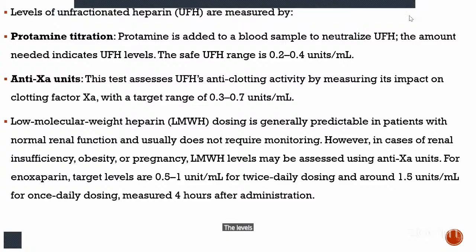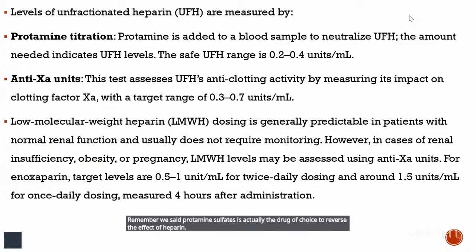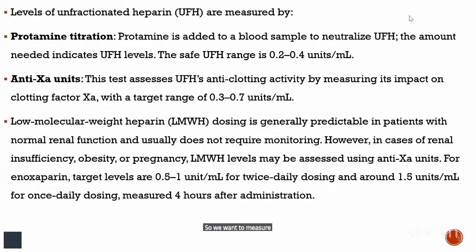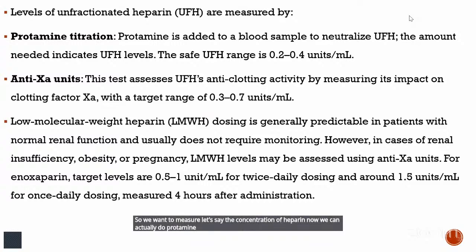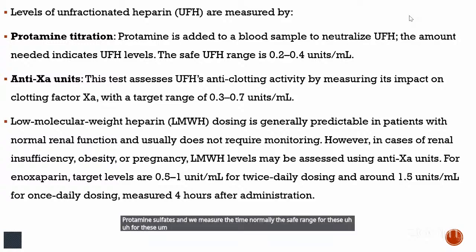The levels of unfractionated heparin are measured, first of all, by protamine titration. Remember, we said protamine sulfate is the drug of choice to reverse the effect of heparin. So we want to measure the concentration of heparin. How is it done? You get a blood sample from someone who has taken unfractionated heparin, you add a particular amount of protamine sulfate, and we measure the time. Normally the safe range for unfractionated heparin is 0.2 to 0.4 units per mL.